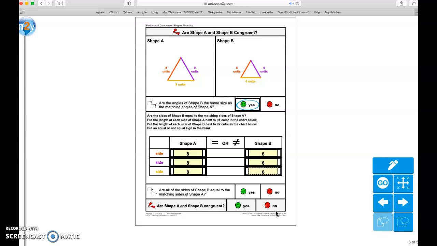Now, if we're deciding if these are congruent, we're either going to decide if it's equal or not equal. So is 8 equal to 6? No, it is not equal. Since all these numbers are the same, these are all not equal. So are all of the sides of shape B matching to shape A? No. So are they congruent? No, because they are not the same.